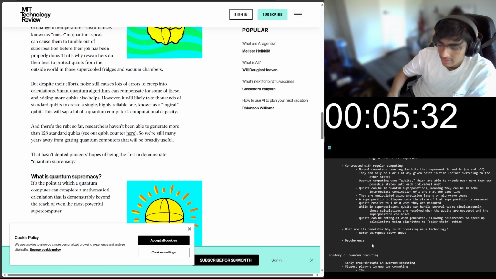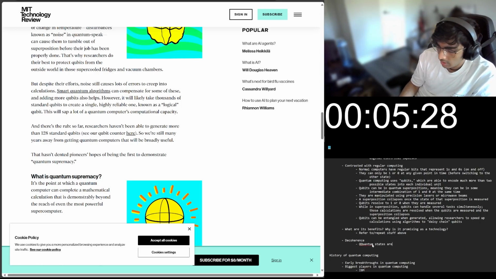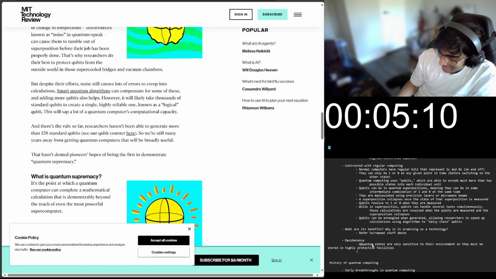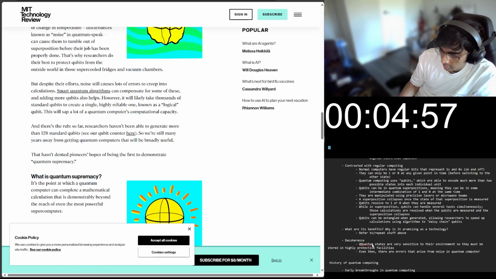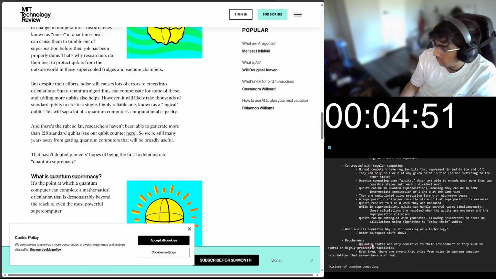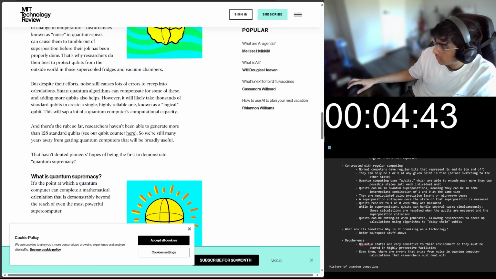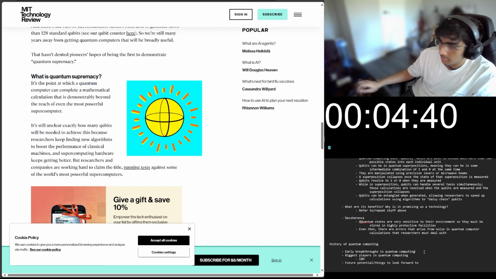Okay, so what I'll just say here is that quantum states are very sensitive to their environment. So they must be stored in highly protective facilities, I guess. And even then, there are errors that arise from noise in quantum computer calculations that researchers must deal with. Okay, so this is basically one of the main challenges of quantum computing, and I'll talk about this a little bit. Now, history of quantum computing, let's see.